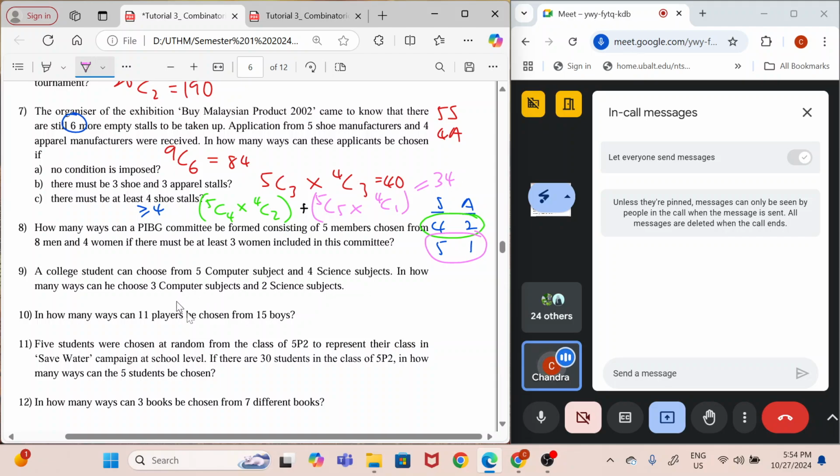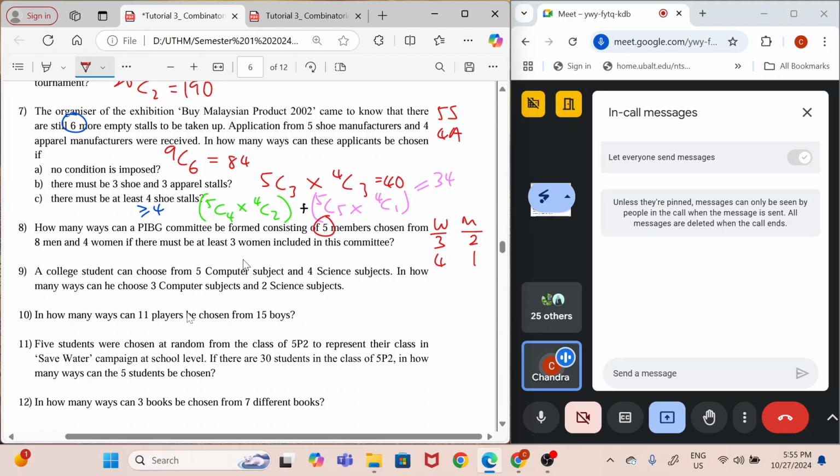In how many ways can a PIBG committee be formed consisting of 5 members from 8 men and 4 women if there must be at least 3 women included? Women, men. Now at least 3 women. If I put 3 here, men should be 2, since the total is 5. If I put women 4 here, men is 1. Can I put women as 5 here? Women are only 4, so I cannot go until 5.